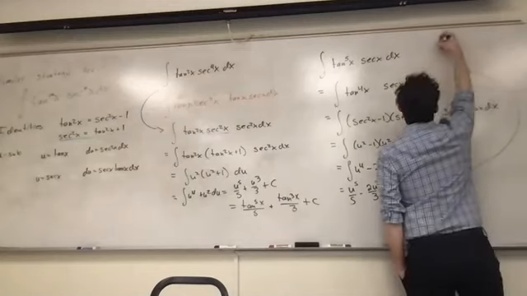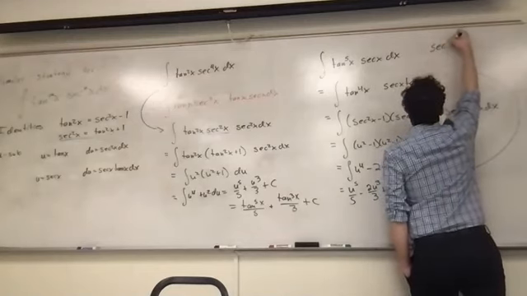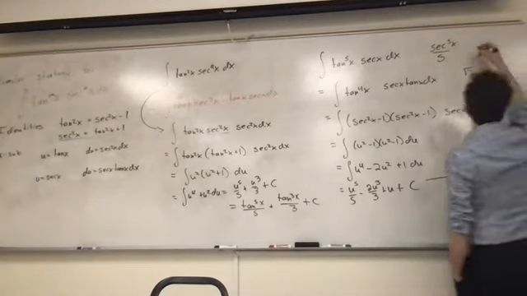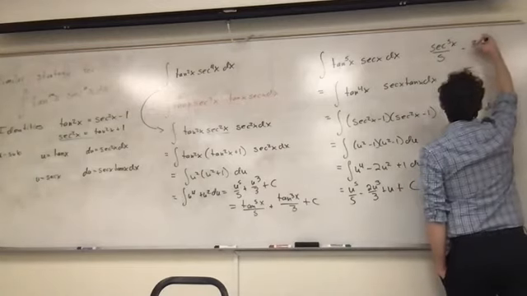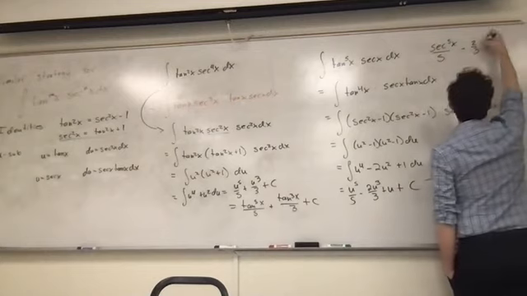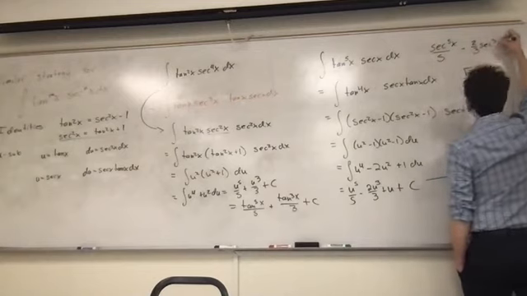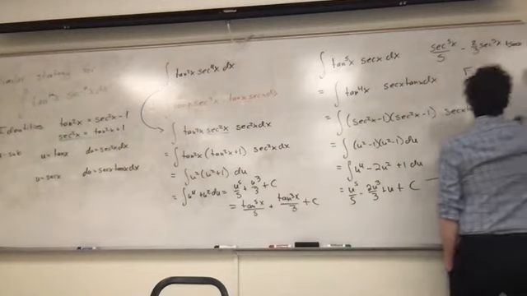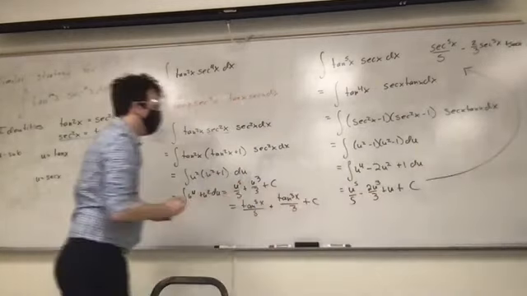Give our summary. So secant to the 5th x over 5, minus 2/3 secant cubed x, plus secant x, plus c.